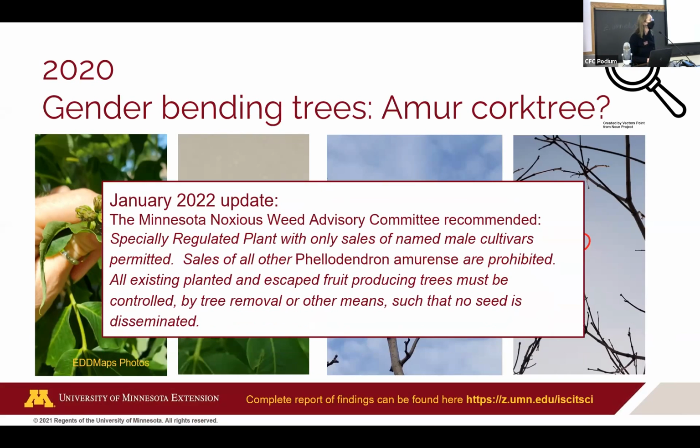And so I'm delighted to report that in January of this year, the Minnesota Noxious Weed Advisory Council recommended to the Minnesota Department of Ag Commissioner, who will make the final decision, to put Amur cork tree on as a specially regulated plant on the Minnesota Noxious Weed list. If they do that, the recommendation is that sale of male cultivars would be prohibited, and all sales of all other Amur cork tree are prohibited. And all existing planted and escaped fruit producing trees must be controlled by tree removal or other means such that the seed is not disseminated.